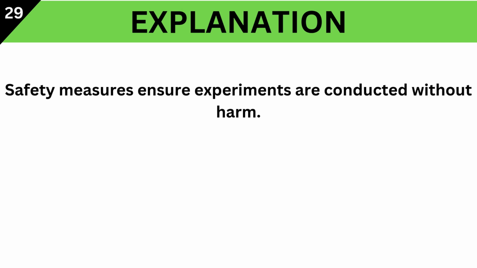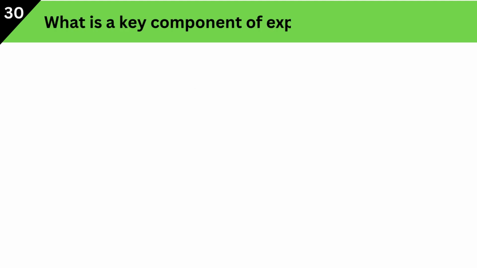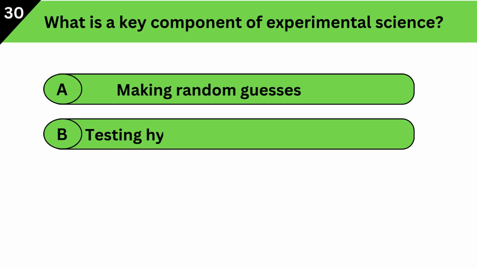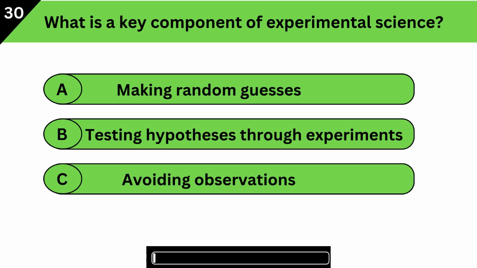Explanation. Safety measures ensure experiments are conducted without harm. What is a key component of experimental science? Option A, making random guesses. Option B, testing hypotheses through experiments. Option C, avoiding observations.